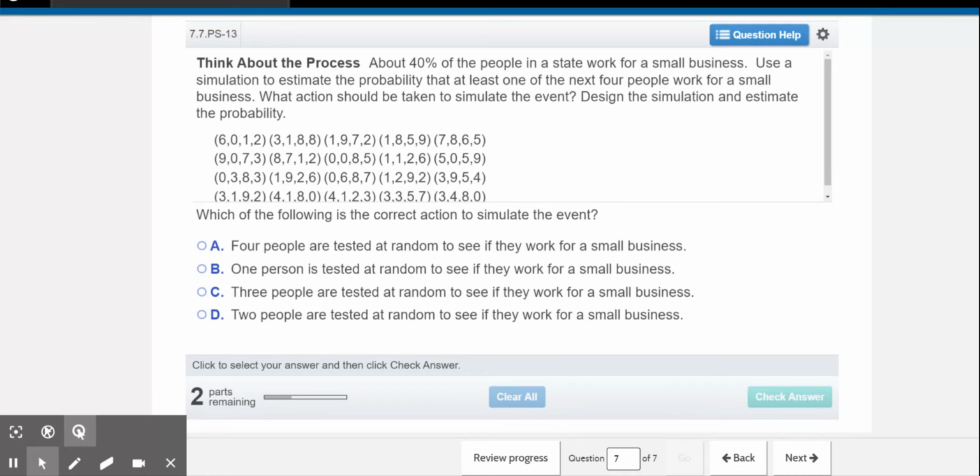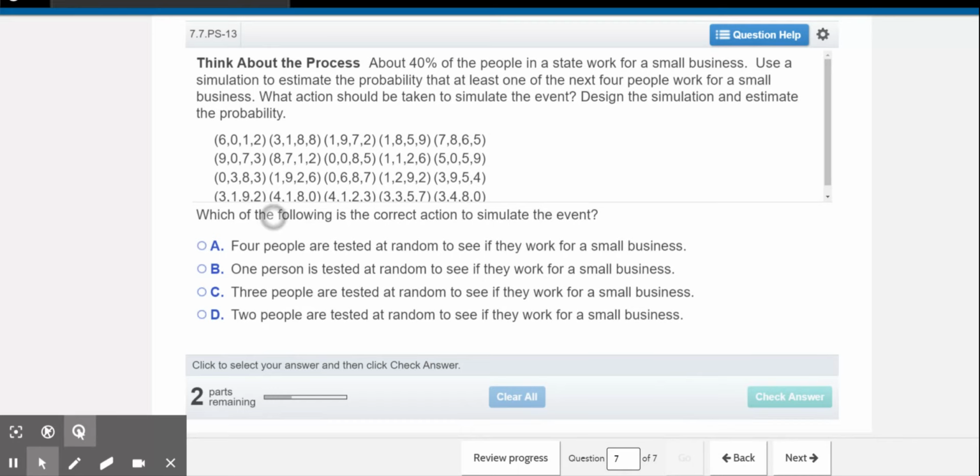This is the last question I'm going to do with you guys. About 40% of the people in a state work for a small business. Use a simulation to estimate the probability that at least one of the next 4 people work for a small business. What action should be taken to simulate the event? Design the simulation and estimate the probability.